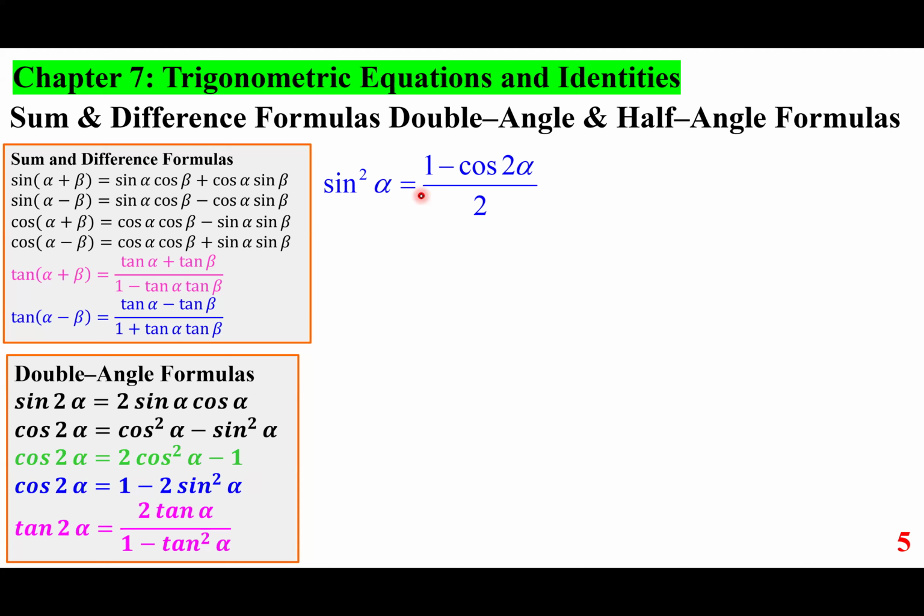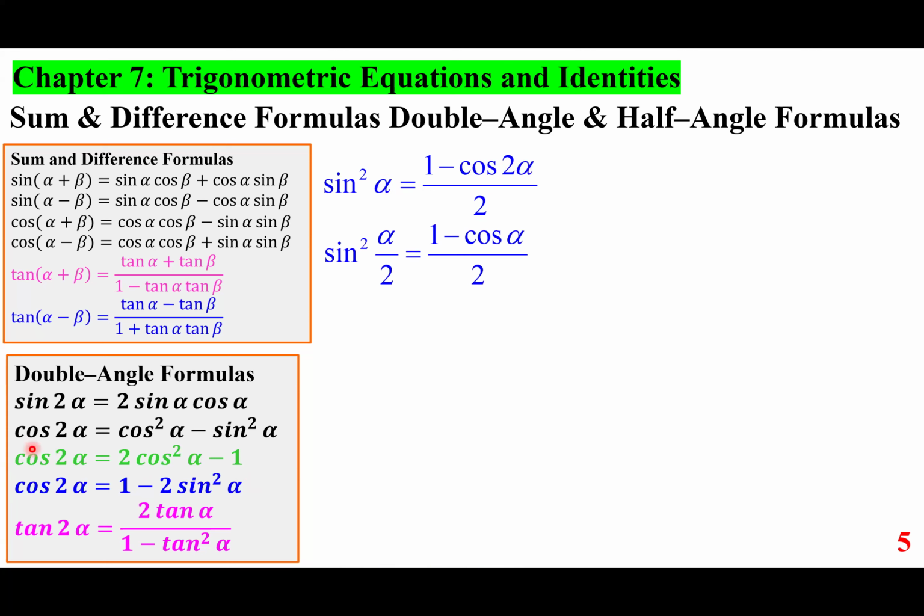And then what they do, they change the alpha to alpha over 2. So if I change this to alpha over 2, this becomes alpha. In other words, change it to any variable you want. If you change this to beta, this must be 2 beta.